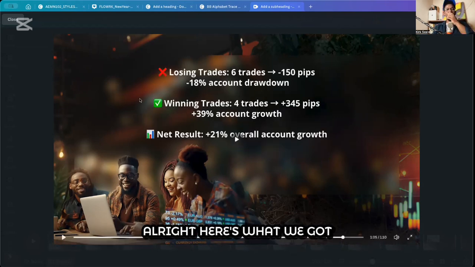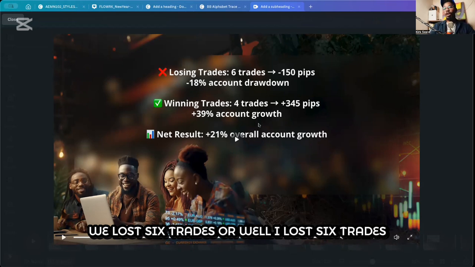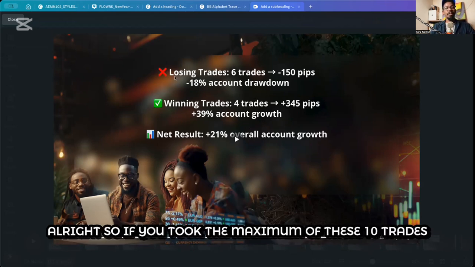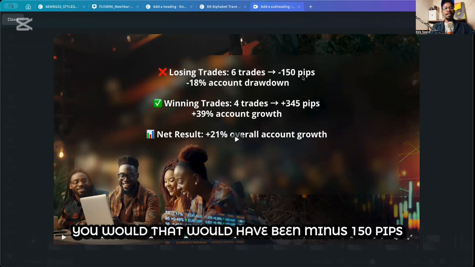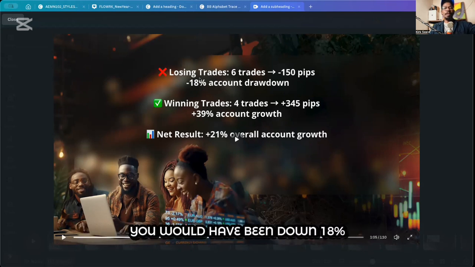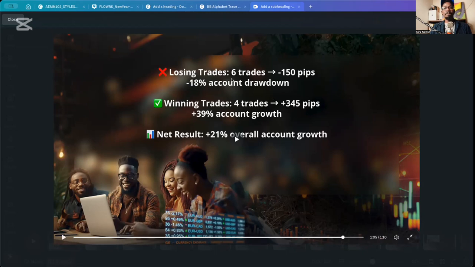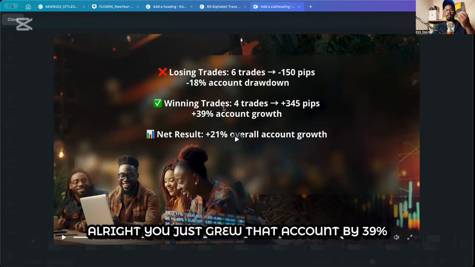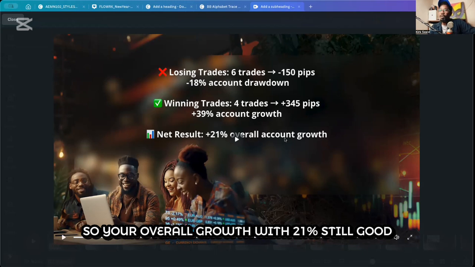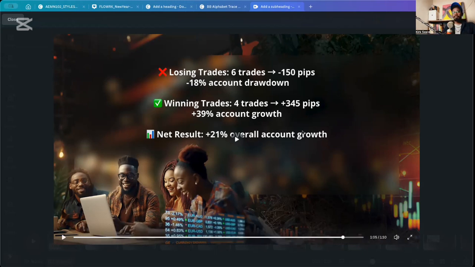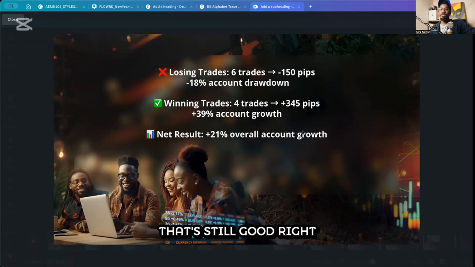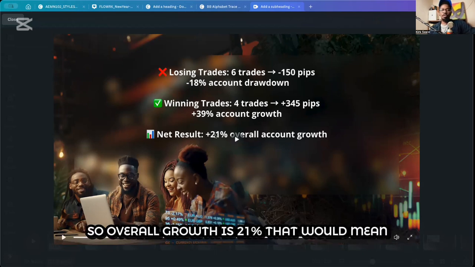All right, here's what we got. I lost 6 trades. If you took the maximum of these 10 trades, you would have lost 6. That would have been minus 150 pips. You would have been down 18%. But the 4 trades that you did win, that was 345 pips. You just grew that account by 39%. So your overall growth was 21%. That's still good.